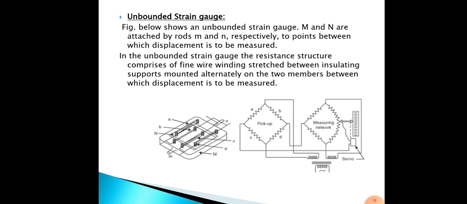In this there will be two points that are tightened and two points that can move. According to that, the pointer will be moving and it will give you the readings.